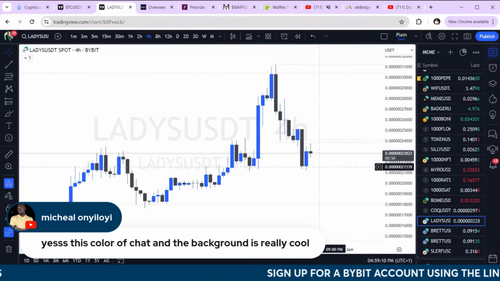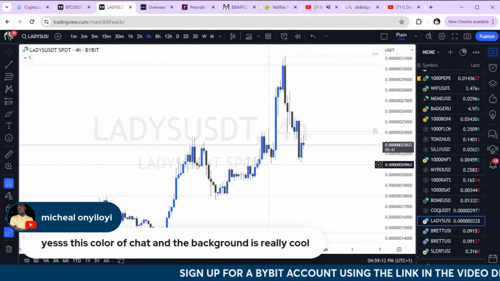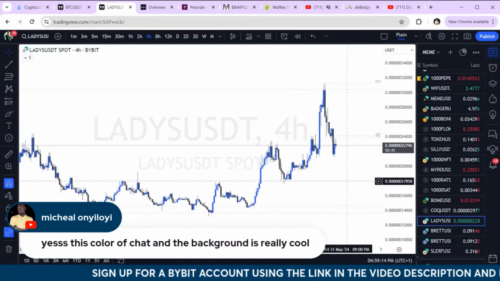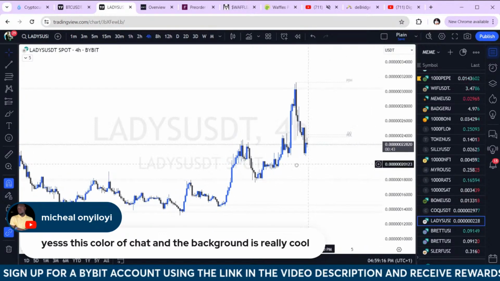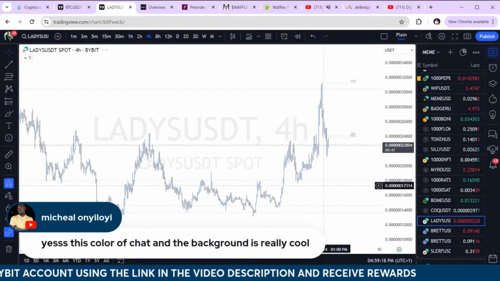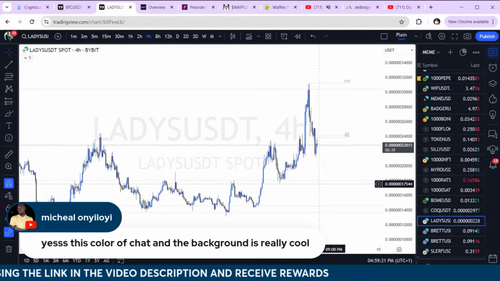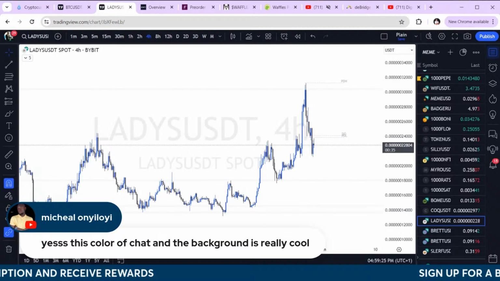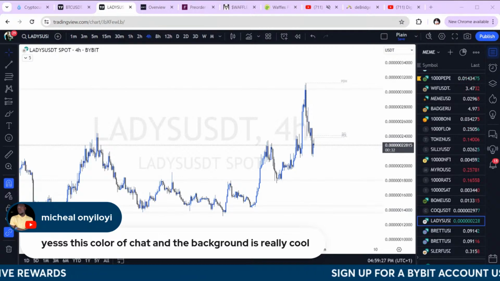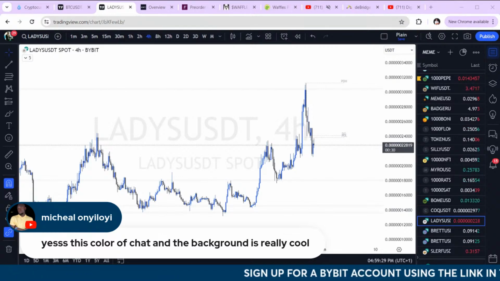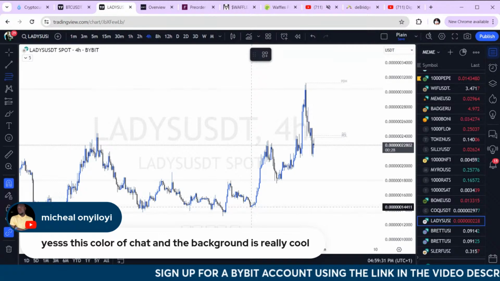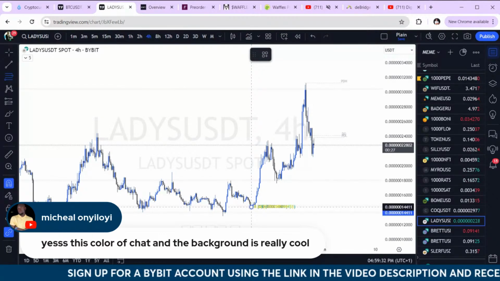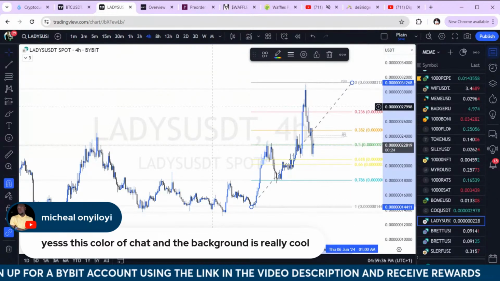So 10,000 ladies came down to that level there, and from here it just started bouncing up. For 10,000 ladies, I think a buy from here to the upside would do. So if I go ahead and take my Fibonacci retracement tool, let's see what we can get from this, to that up there.